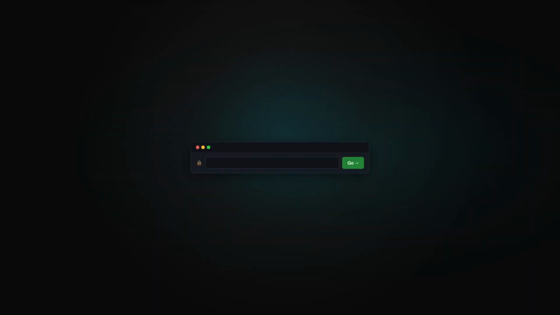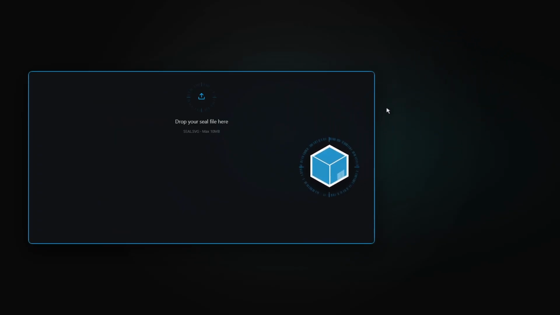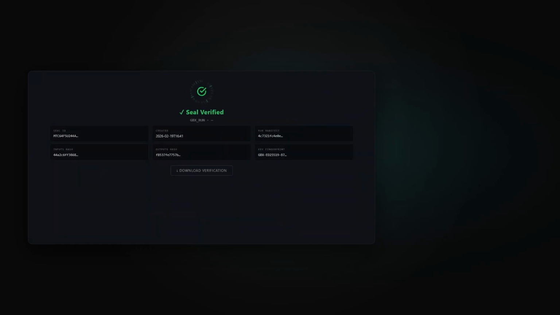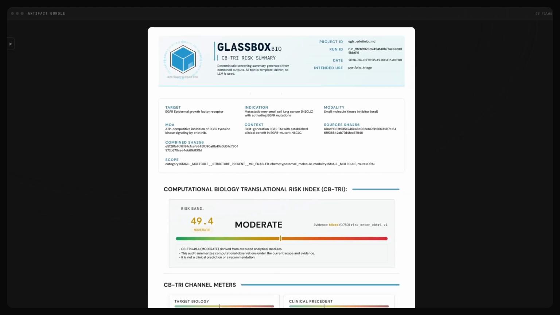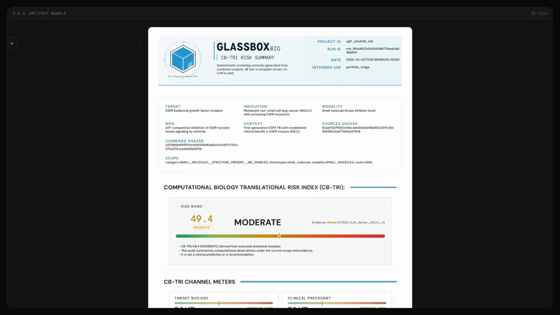Verification takes seconds. You drag the original SVG seal file onto the Glassbox portal, and the system checks the signature, decodes both channels, and confirms the seal is registered. If any data in the report were changed after the seal was issued, even a single character, verification would fail. This is what makes the artifact tamper-evident and auditable at every stage of its life cycle, from the team that generated it to the investor or regulator reviewing it months later.